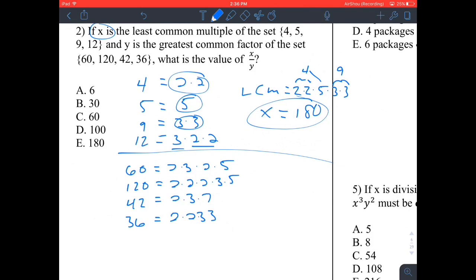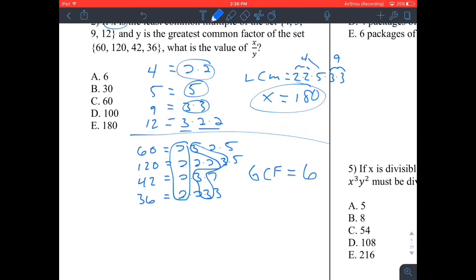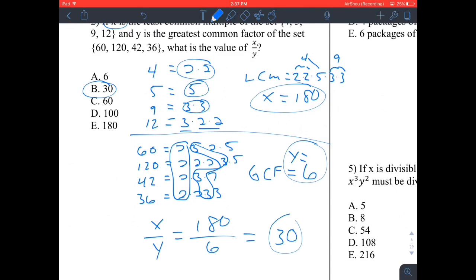So to find the GCF, we find the numbers that occur in all of these. 2 occurs in all, one time. 3 occurs in all of these, one time. So the GCF is a 6, 2 times 3. Nothing else occurs in all of them. We're supposed to find the value of x divided by y. So x is 180, y is 6. If you divide those, you get 30, which is answer B.